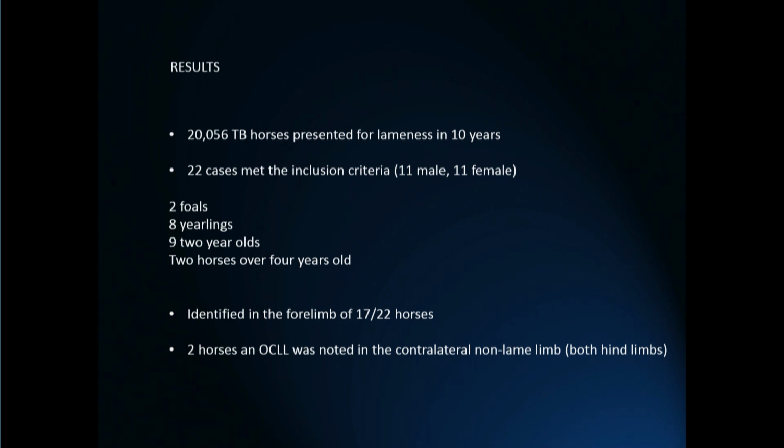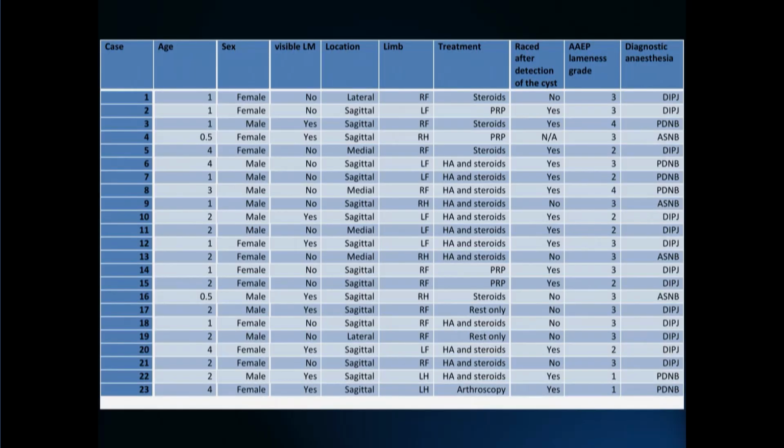So we gathered the data. There are 23 horses here. One was excluded from the study because the horse underwent arthroscopy, but we looked at the age, the time of detection, whether it was visible on the lateral medial projection, the location of it, the limb, the treatment used, the lameness grade, whether they raced after detection of the cyst or not, and the different blocks used.